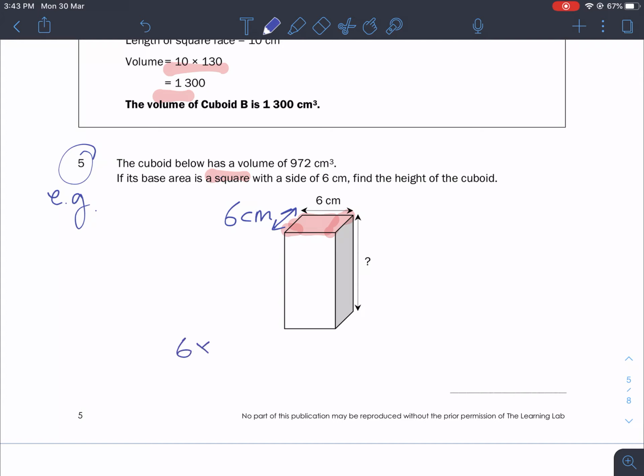So length times breadth will be base area. With the volume of 972, I go backwards. 972 divided by 36 equals to, you should be getting 27.